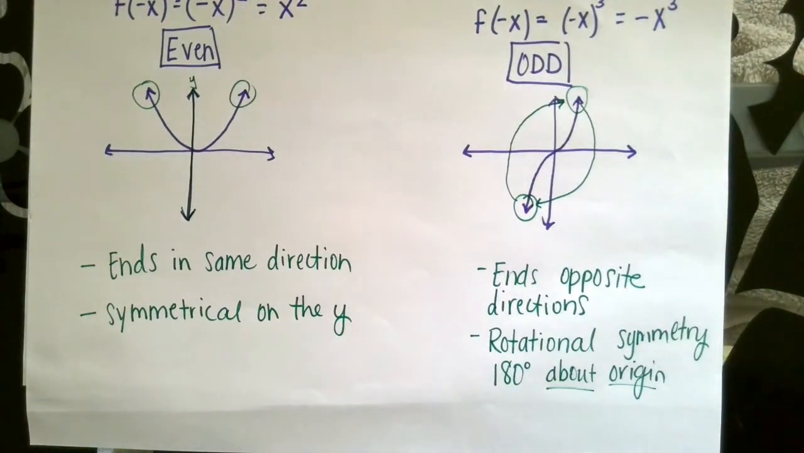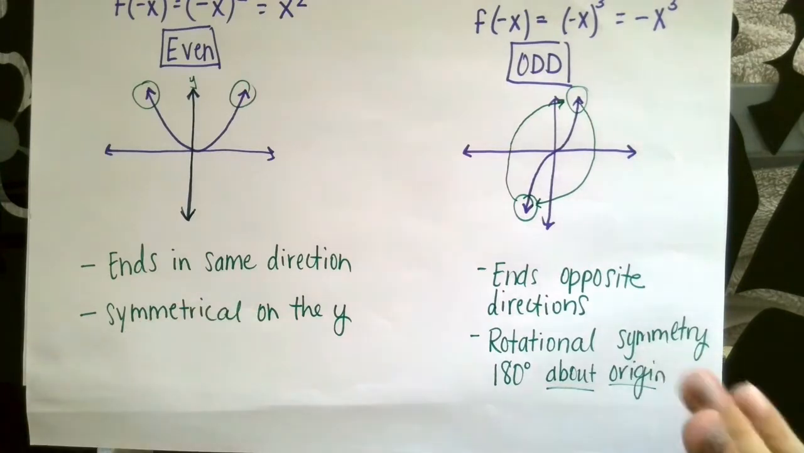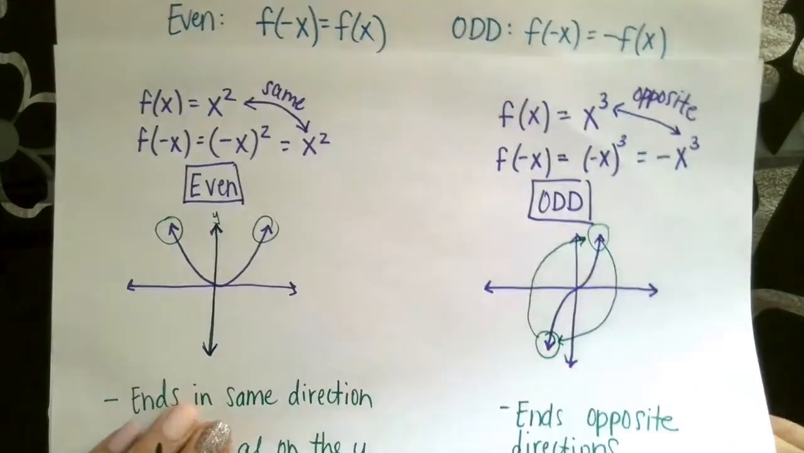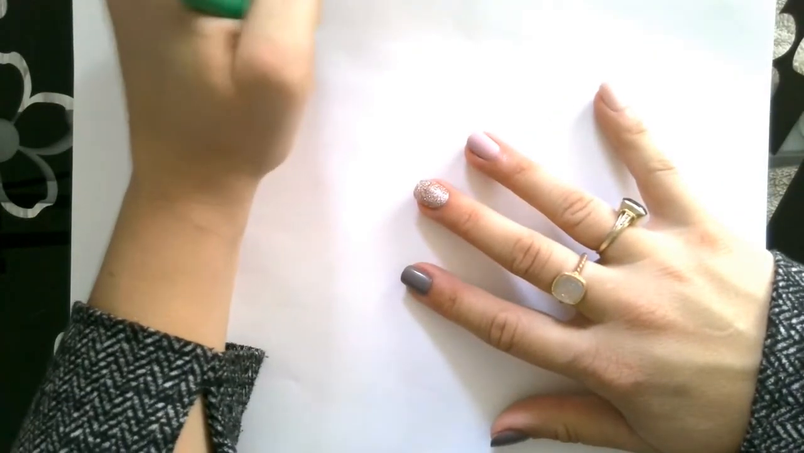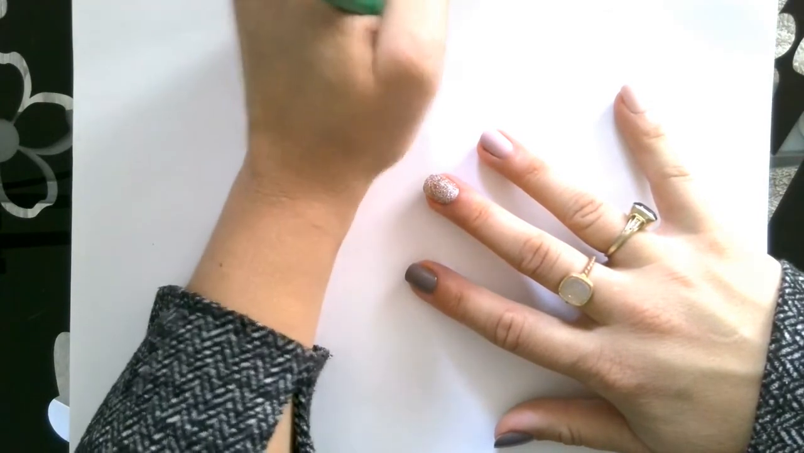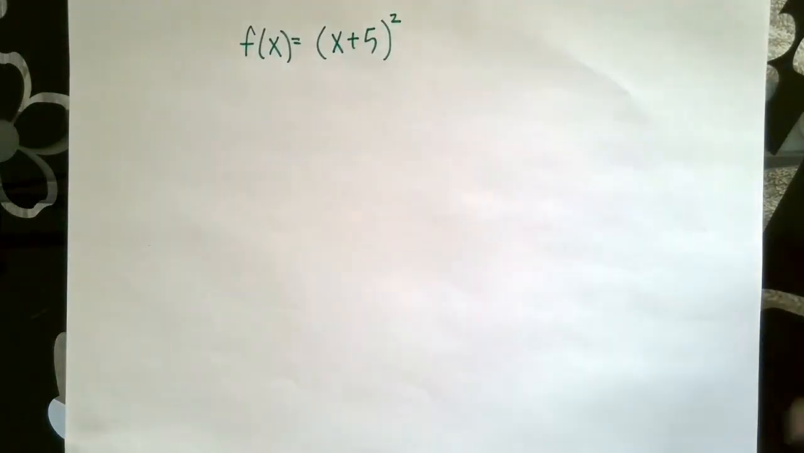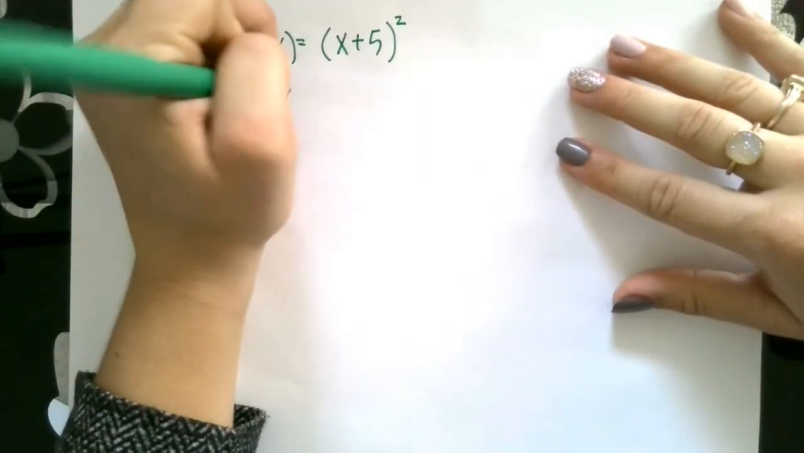I do think it's helpful to look at an example of what neither would be. So when this doesn't work at all. So let me go to my next page here and we can look at that. So an example that would be neither would be our equation f of x equals x plus 5 squared. Okay, this one's going to take a little bit more work when I plug in my f of negative x.